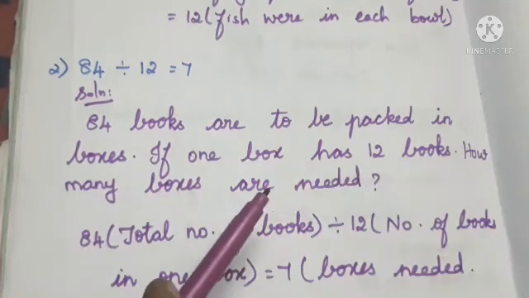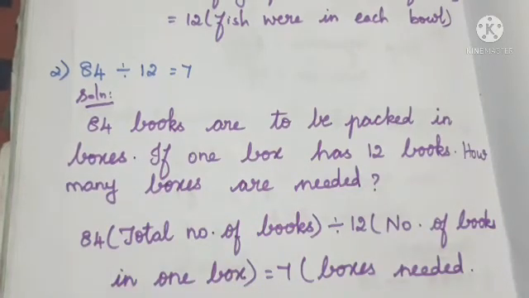So how many boxes are needed to keep these 84 books? We have to find out. Have you understood? Totally 84 books are available, and these 84 books have to be packed in boxes. In one box they are arranging 12 books. In one box we want to find out how many boxes are needed to arrange these 84 books.